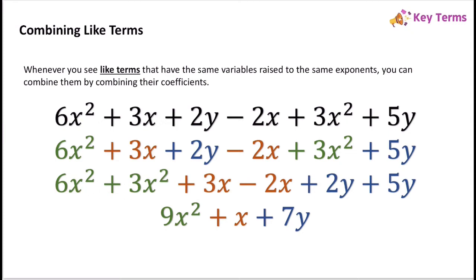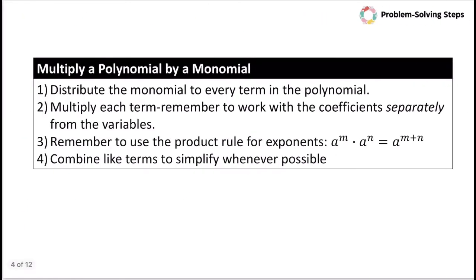So 6 plus 3 gives us 9x squared. 3 minus 2 gives us 1x, which we can just write as x. And 2 plus 5 gives us 7y. So let's go ahead and now multiply a polynomial by a monomial.